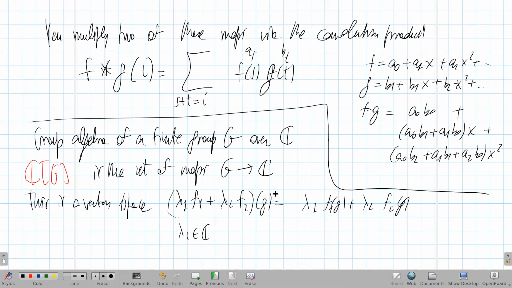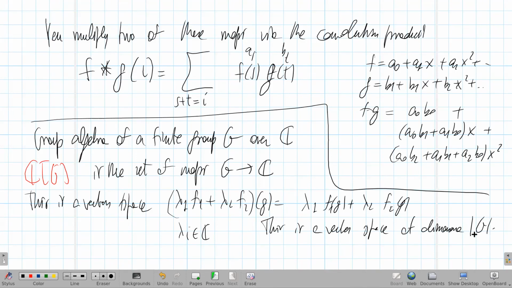And it's quite clear that this is a vector space of dimension the order of G. We'll mention an explicit base soon. I mean, it's always like that. If you have a finite set, you consider the maps to a field, you get a vector space with this operation, which has exactly, as dimension, the order of G, okay?